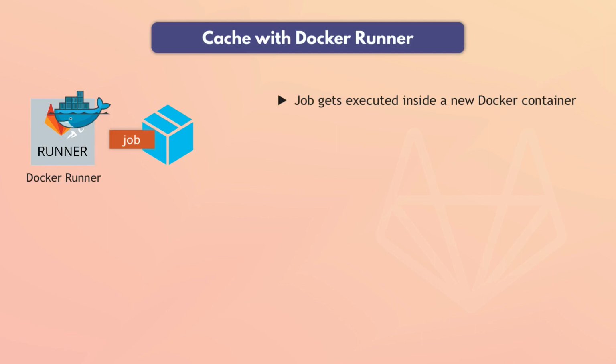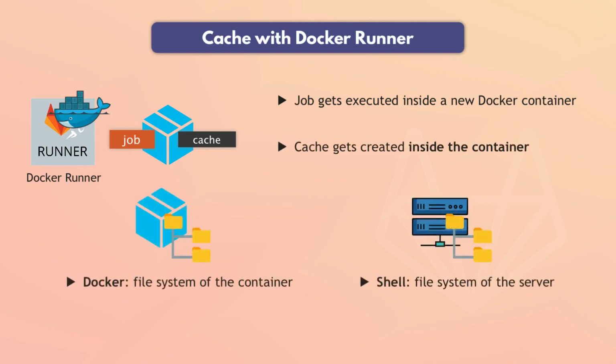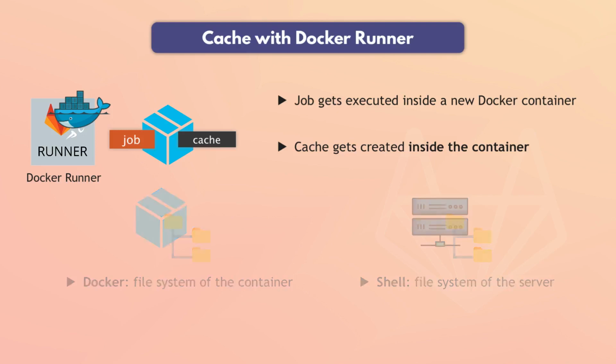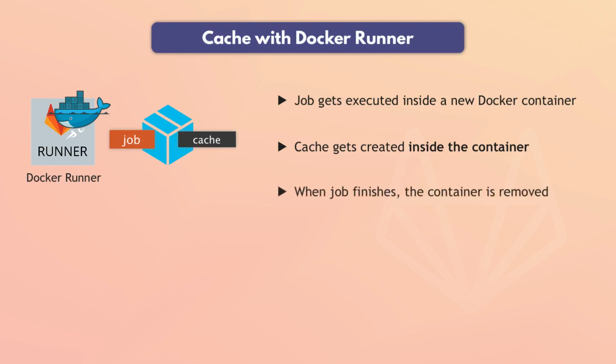And this actually means that the cache will be created inside the directory of the Docker container. Remember I said that the cache is stored locally on the execution environment of the job. In this case, this is going to be the file system of the container. And what happens is when the job gets completed, the GitLab runner will actually remove the Docker container. And while artifacts get uploaded to the GitLab server, so it's persisted on another machine, cache gets stored on a local file system.